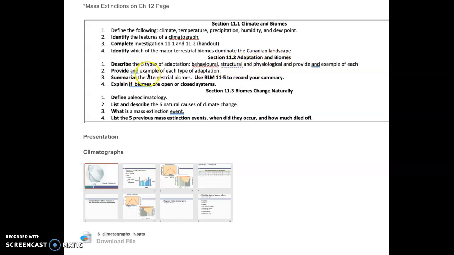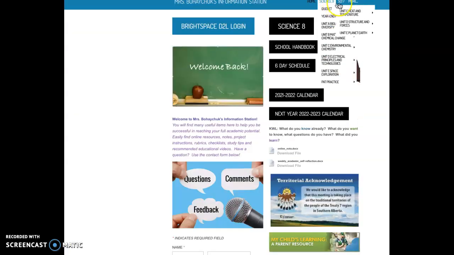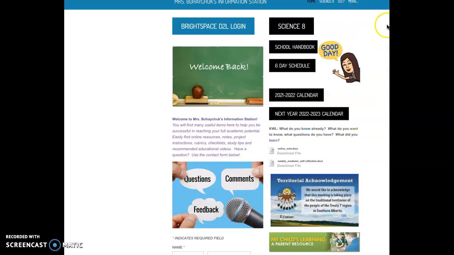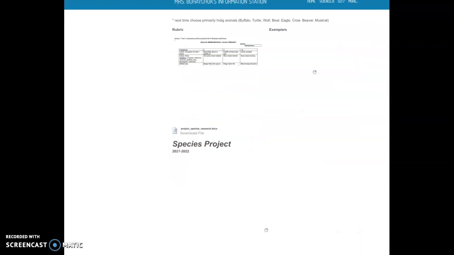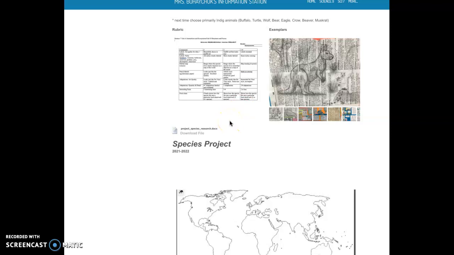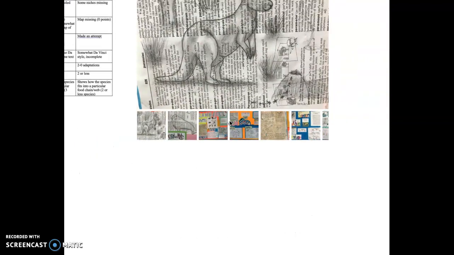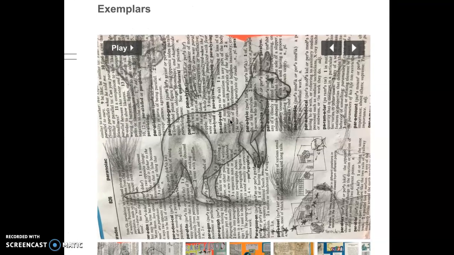There are examples of each type of adaptation, so let's be fun and bust out some grade 7 projects, because why not? We have them handy and they popped in my head, and some of them are quite spectacular. When we did our species project this year, my students had to do some examples. This one was a kangaroo, and it has all kinds of different adaptations.